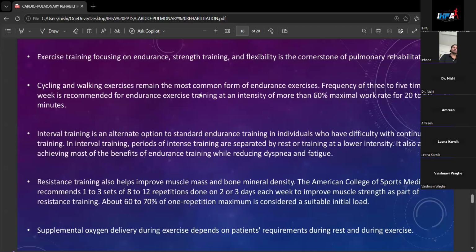Next is supplemental oxygen therapy. As I had already mentioned, in people who have chronic lung diseases where they have constant desaturation, supplemental oxygen therapy while doing exercises is more beneficial because while doing exercise, we need oxygen. And when this oxygen is given, the patient is more stable and can do exercises very well.